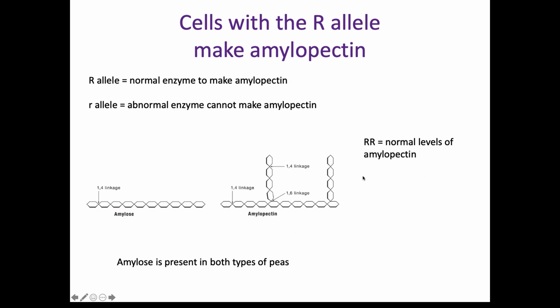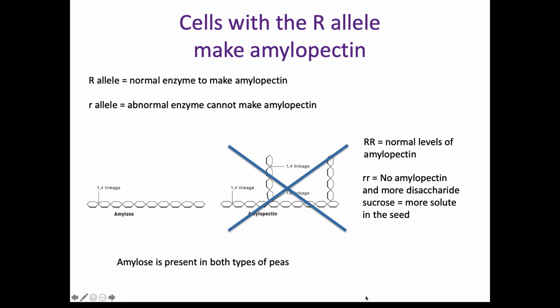The homozygous round seeds contain normal amounts of amylopectin. The homozygous recessive seeds contain no amylopectin. And it turns out that in these seeds, not only is there no amylopectin, but there are large amounts of the disaccharide sucrose. And this large amount of sucrose means that there's more solute inside these seeds. So seeds that are homozygous recessive tend to have a larger amount of solute inside them, and they retain a lot more water initially. So they sort of swell up.